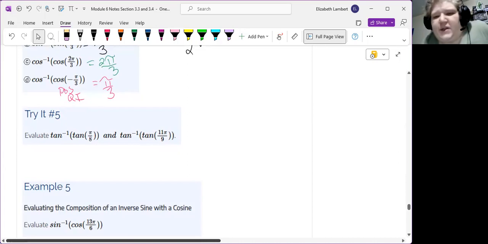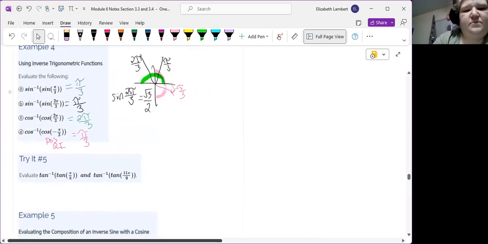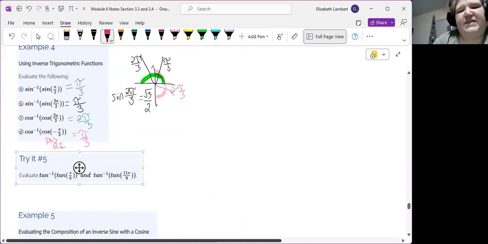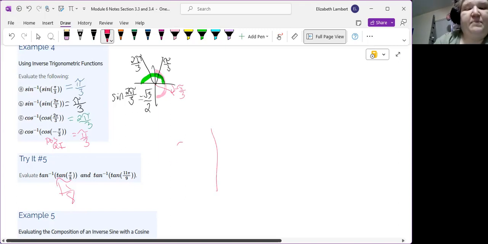All right, now it's similar on tangent, but tangent works out nice for us. Well, we still have the same restrictions. It can only spit out numbers between negative pi over 2 and pi over 2. So pi over 8 is between negative pi over 2 and pi over 2. So our first one will absolutely be pi over 8. The second one, though, 11 pi over 9, is a little bit bigger than pi. So it's actually way out here.